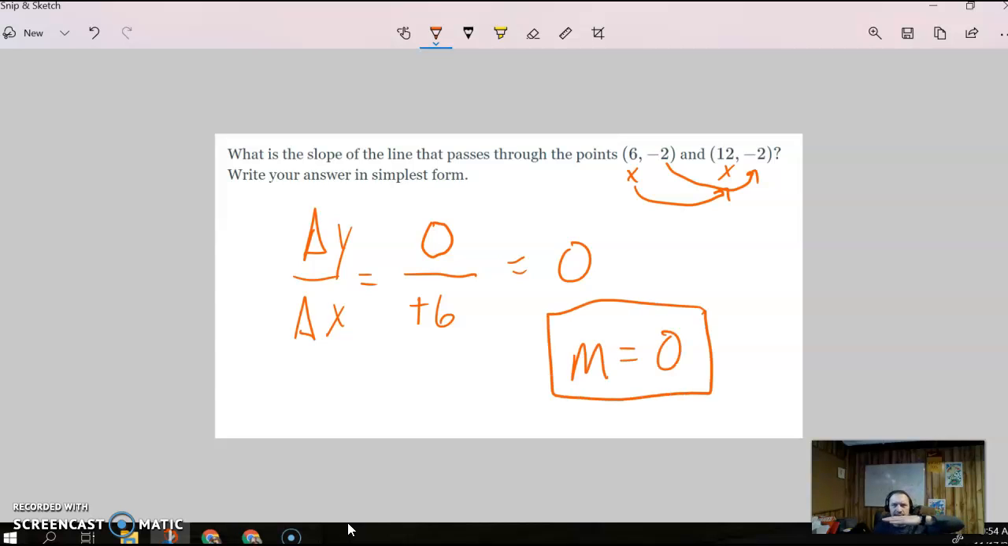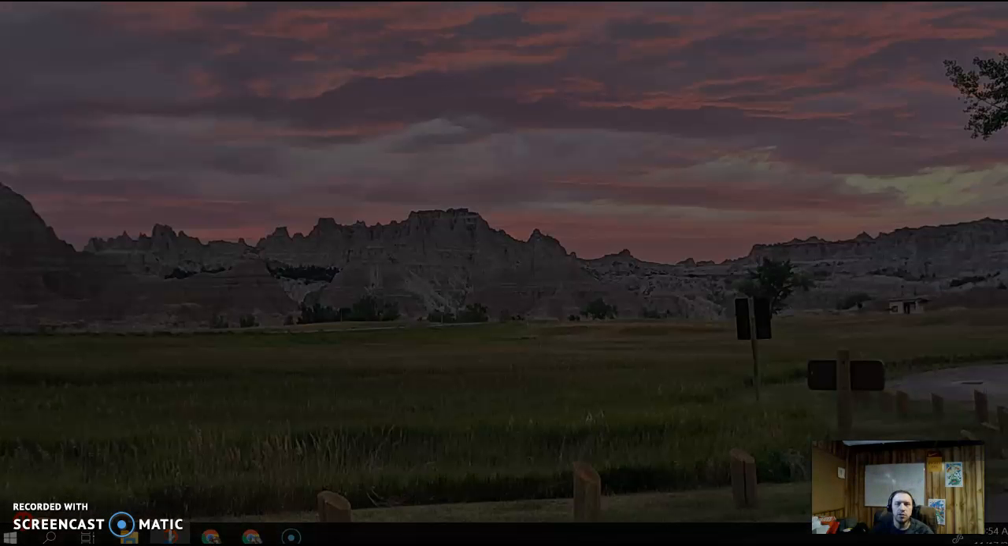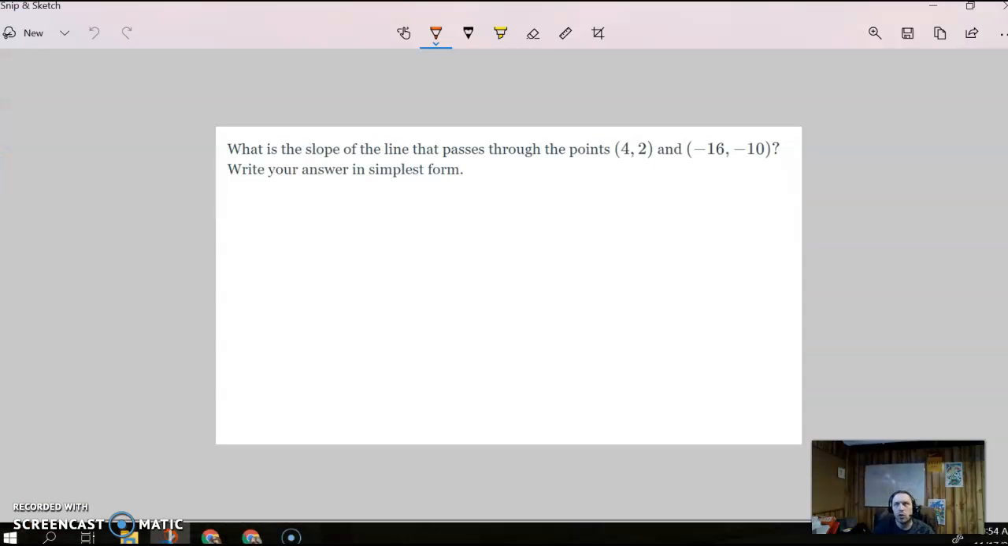What type of line is it if it doesn't go up or down, my change in y? It's a horizontal line. Hopefully you got that. Here's the next one. Go ahead and pause and then come back. Welcome back. My slope is the change in y over the change in x.